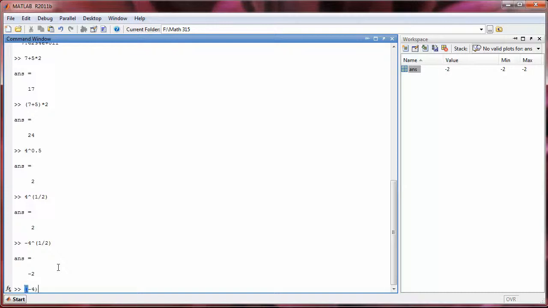So if we truly want to take the square root of a negative number, we need to put that negative number in parentheses. So negative 4 raised to the 1/2, and this will produce the imaginary number that we're expecting. So notice here we have 0.0000 plus 2i, where i is the imaginary unit. So you should make note here that when Matlab displays an imaginary number, it will always display both the real and imaginary parts, even when the real part is 0, as it is in this case. So to recap, you should now be able to use the command window in Matlab to do basic arithmetic.